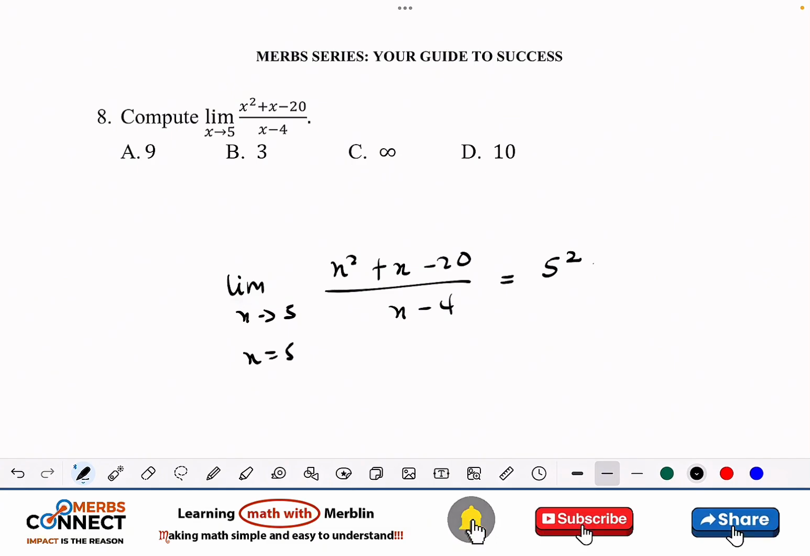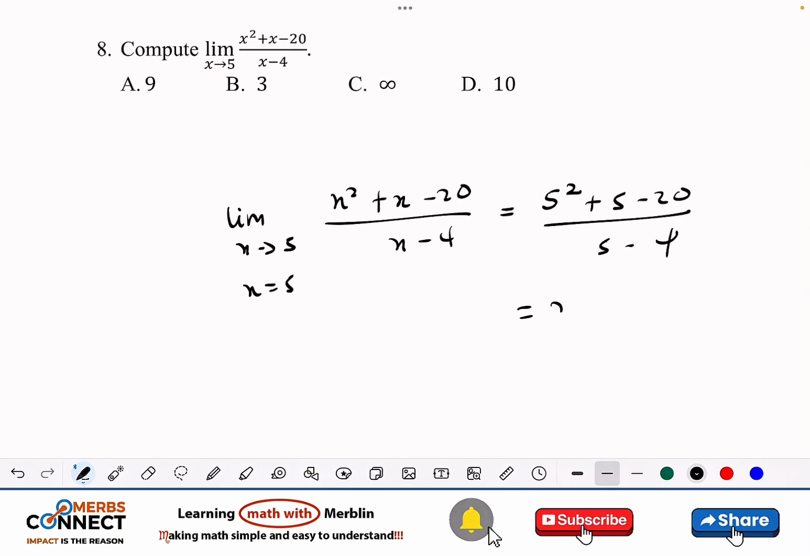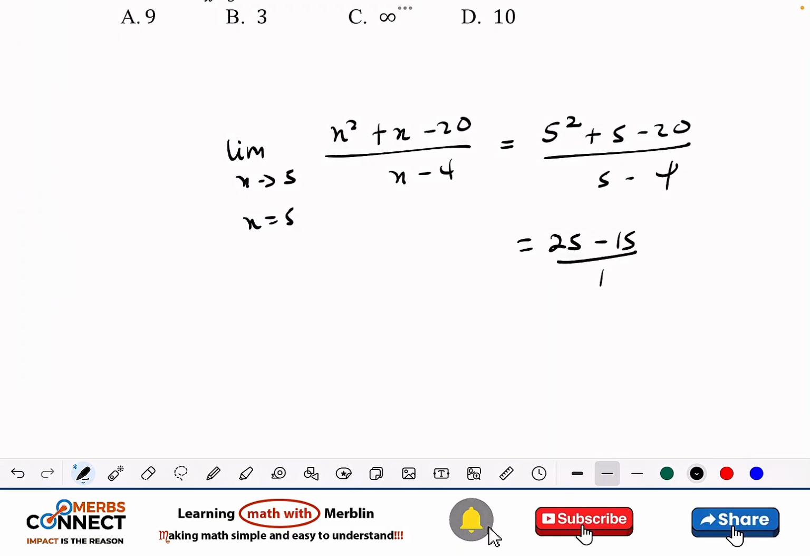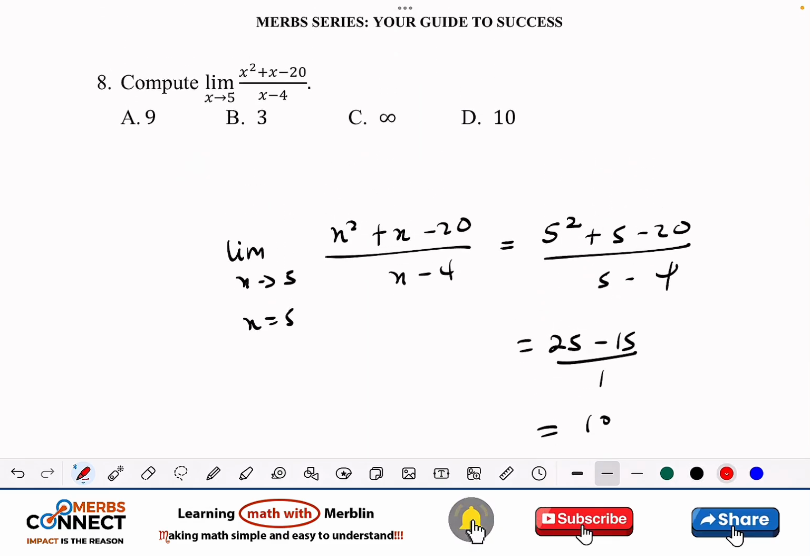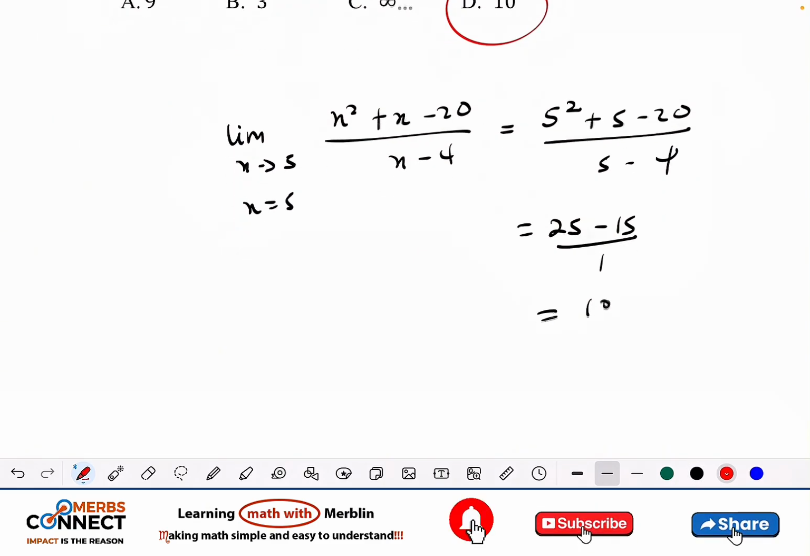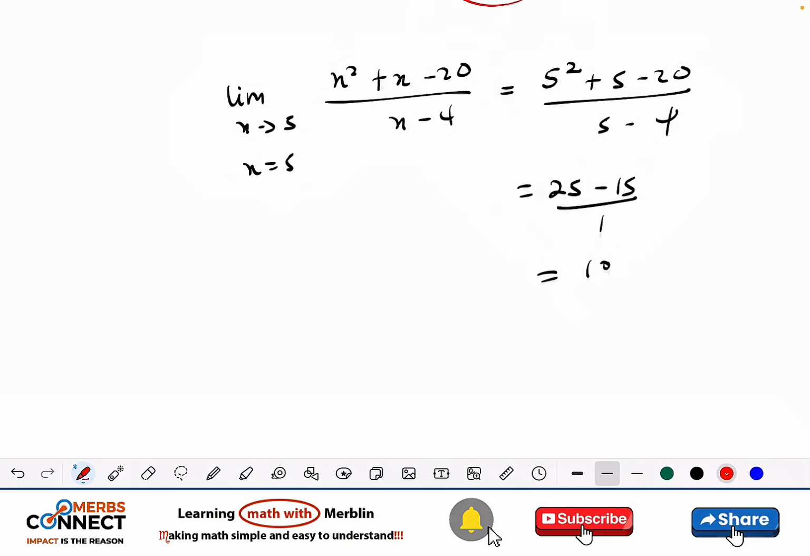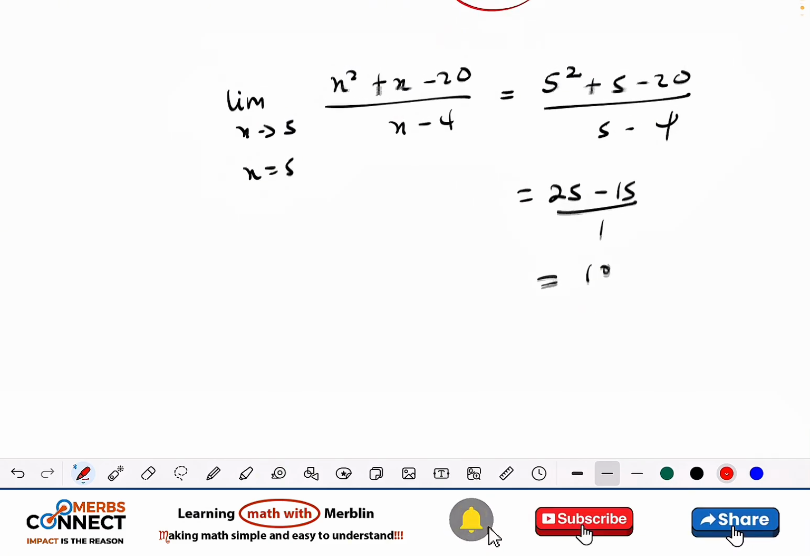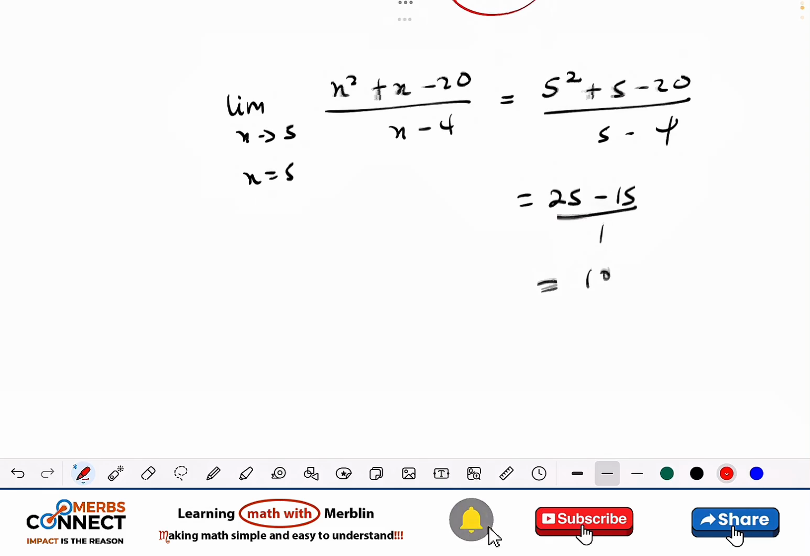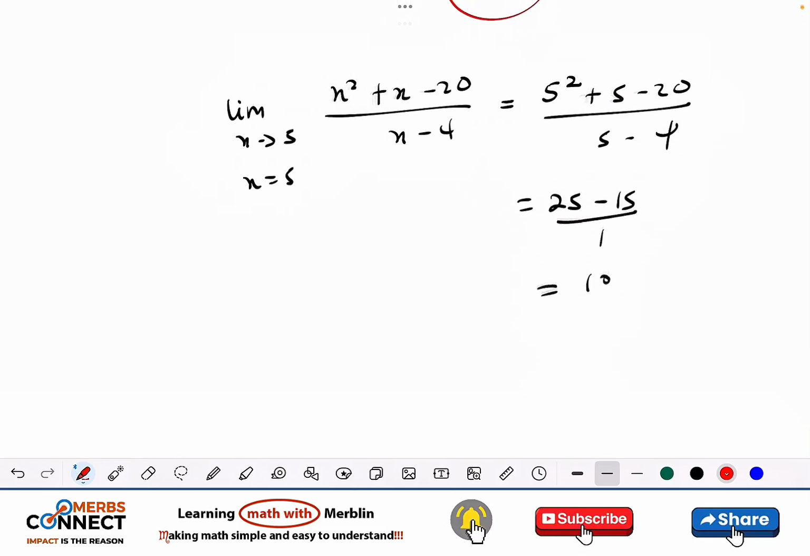So this will be 5 squared plus 5 minus 20 divided by 5 minus 4. So 5 squared is 25, and then 5 minus 20 is minus 15, divided by 1. The top is going to give us, I think 10, right? Yeah. So this is going to give us 10. So always, when you are trying to figure out what to do, looking at the function is what's going to help you to do the thing very well.